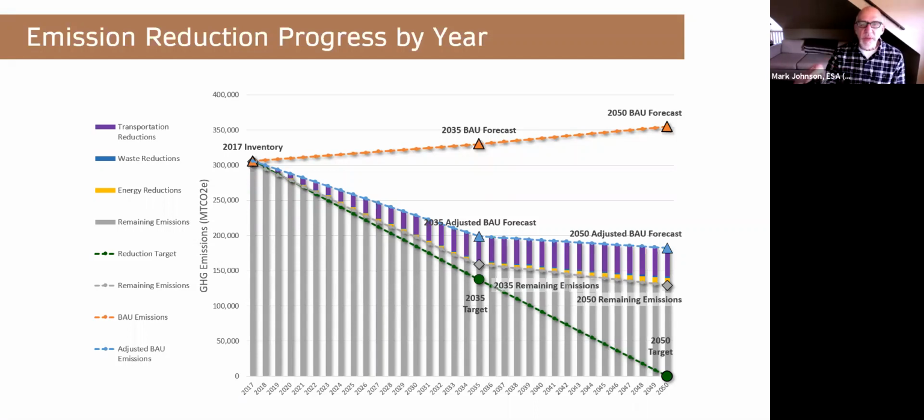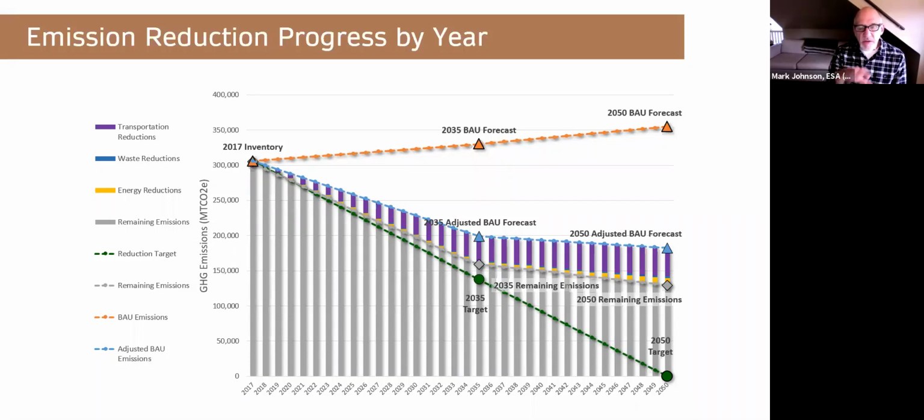But fortunately, there will be some changes as a result of federal and state regulation in particular. And that's where we get what we call the adjusted business as usual forecast, which is that light blue line just below. The adjusted business as usual forecast goes down fairly steeply towards 2030 because the state has instituted clean energy legislation that will get our electricity to be carbon neutral by 2030, and it will have zero carbon by 2050.